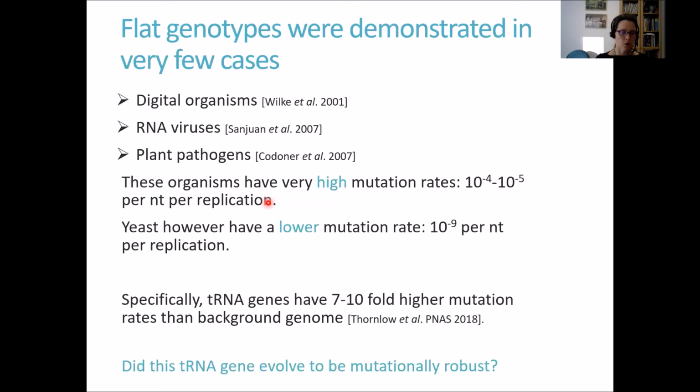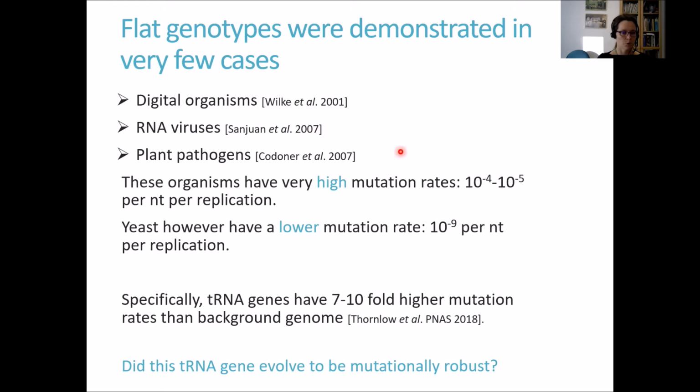Okay, so we saw here that the wild type seems to be robust to mutations. And we went back to the literature, and the robust or so-called flat genotypes were demonstrated in very few cases in the past. So this was done in digital organisms, in computer simulations, in the famous paper by Klaus Wilke, the survival of the flattest. And then experimentally in viruses, RNA viruses.